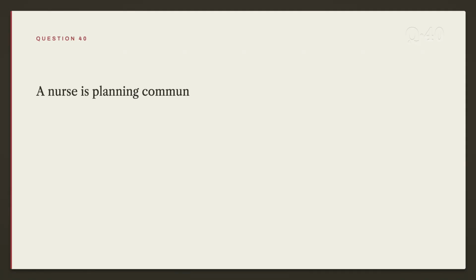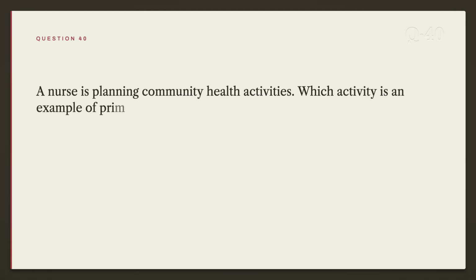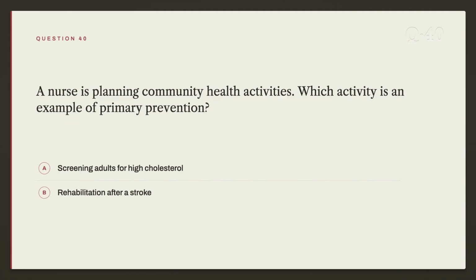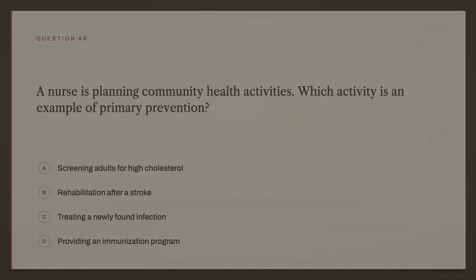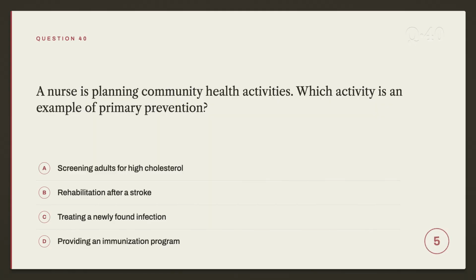Question 40. A nurse is planning community health activities. Which activity is an example of primary prevention? Your options are A. Screening adults for high cholesterol. B. Rehabilitation after a stroke. C. Treating a newly found infection. D. Providing an immunization program. Got a guess? Lock it in.